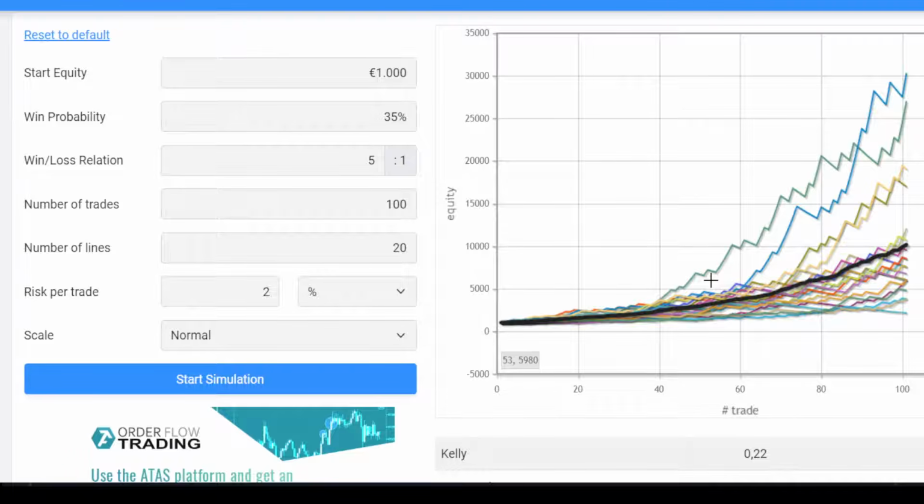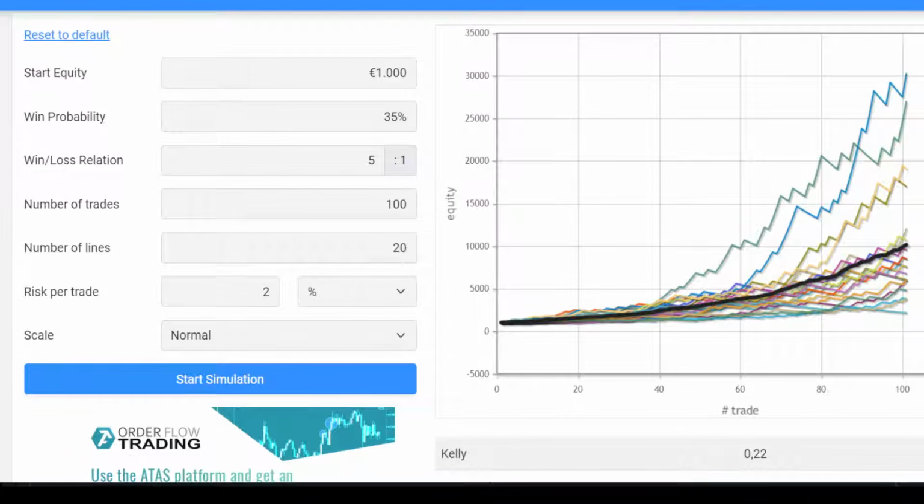Understanding these concepts is the only thing you need to start seeing consistent profitability and completely change the trajectory of your trading account. All right, so let's go over what we're looking at here. We have a start equity of $1,000. Win-loss ratio, we're going to play with some of these numbers, but we have a 35% win rate. The win-loss risk-reward relationship is 5-to-1.